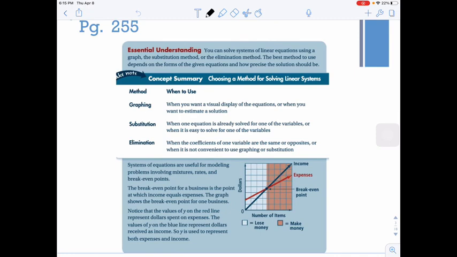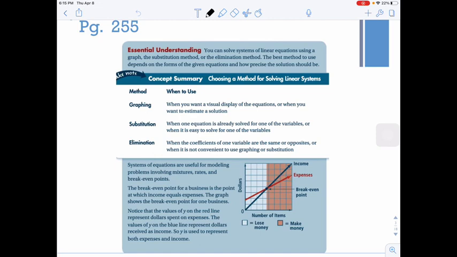Choose elimination when the coefficients of one variable are the same or opposites or when it is not convenient to use graphing or substitution. Systems of equations are useful for modeling problems involving mixtures, rates, and break-even points. The break-even point for a business is the point at which the income equals expenses. The graph shows the break-even point for one business.